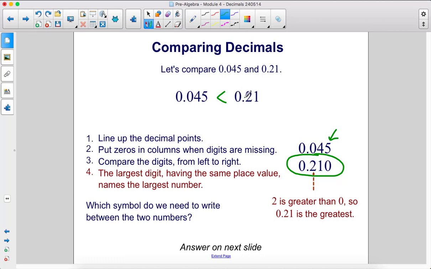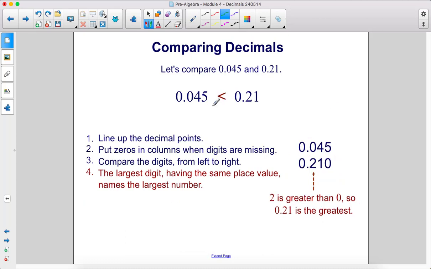It is greater than that one. 0.21 is greater than 0.045. Or you could read this as 0.045 is less than 0.21. And here you can see the less than sign was added.